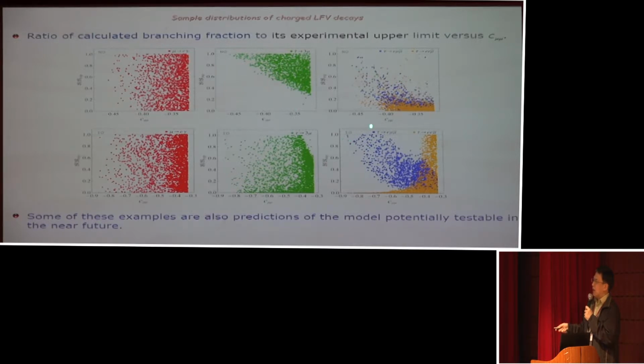Okay. Many of these points are also predictions, because although some can saturate the current bounds, there are others which are below the current bound, so they can be tested in future measurements. Also, if these lepton flavor violating processes are discovered, you can also test the predictions. So these are again some of our results, but also predictions.